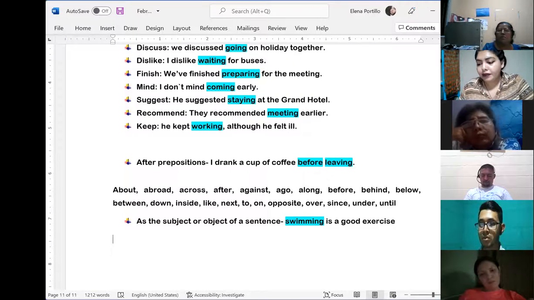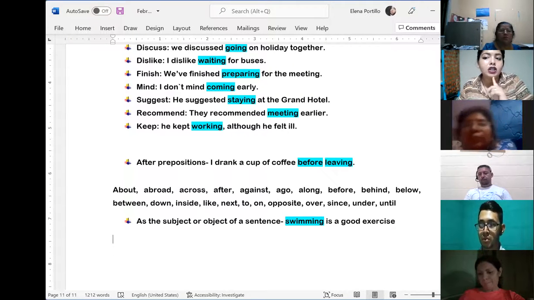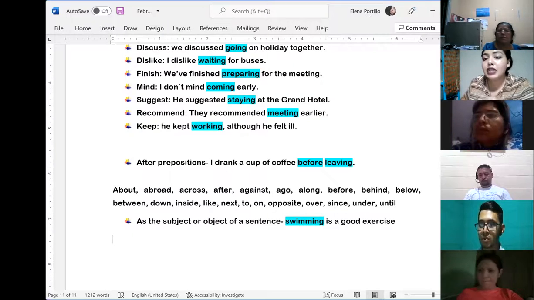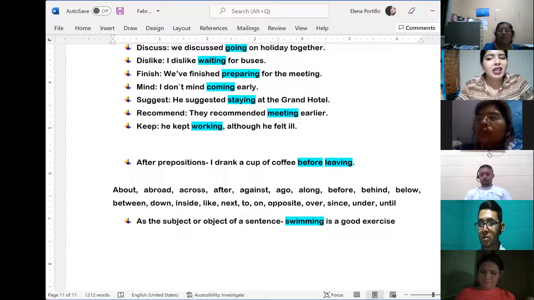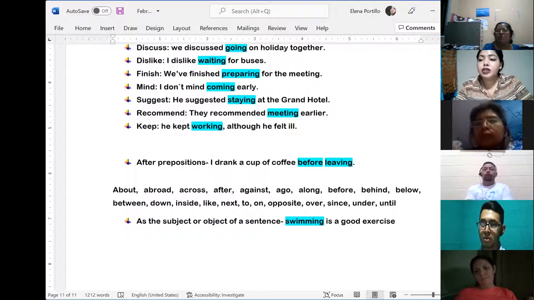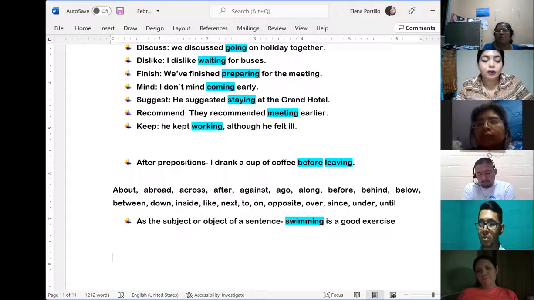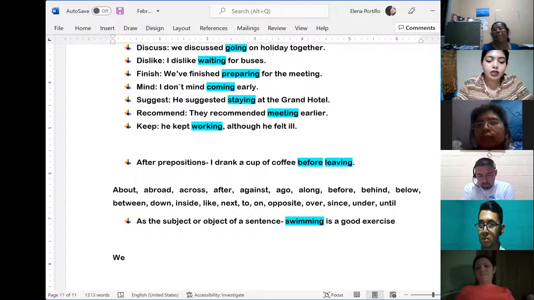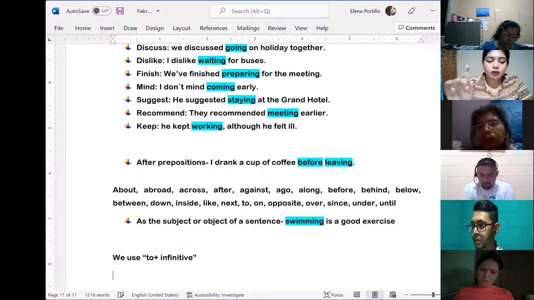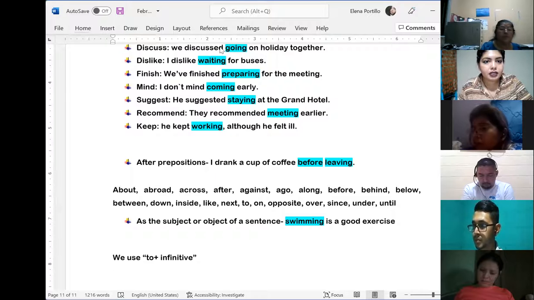So then we have another one, but in this case, it is not talking about the ing form of the verb. We are talking about the infinitive. That is another topic. And in this case, the infinitive is not a really complicated topic because you know that we use the base form of the verb with the to in this kind of expression. So we have the other part. We use to plus infinitive. And we have, again, some kind of list.